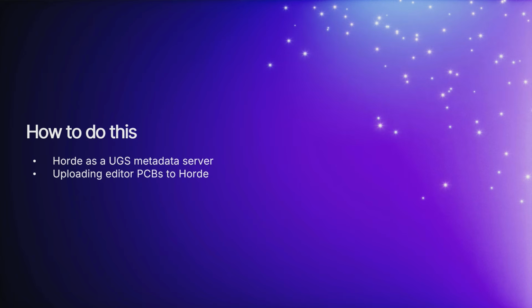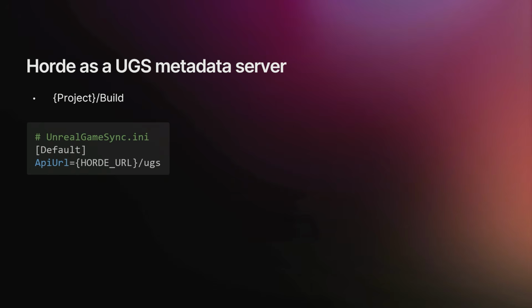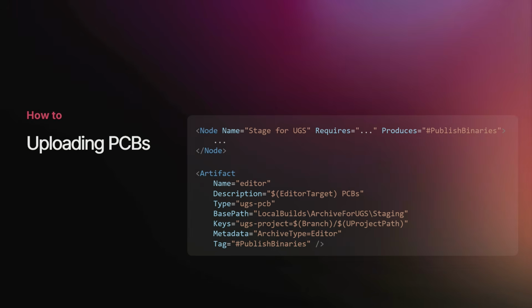So it's fairly straightforward to achieve this. We just need to configure Unreal Game Sync and then upload artifacts from our build graph script. Configuring Unreal Game Sync is pretty easy. We just need to add this entry to our INI and we're done. Uploading PCBs is pretty straightforward too.